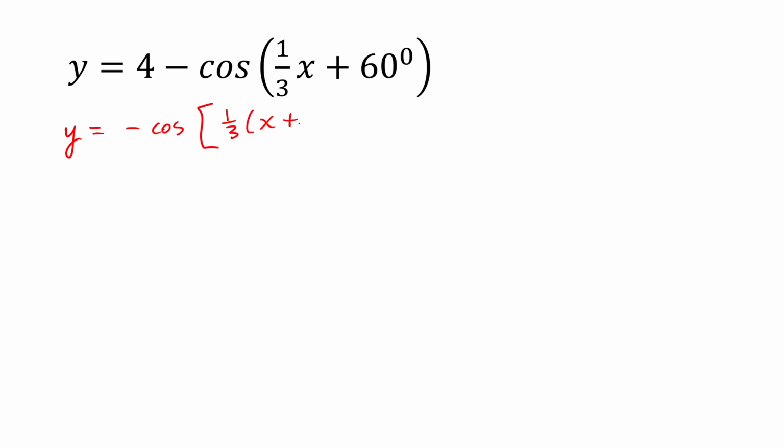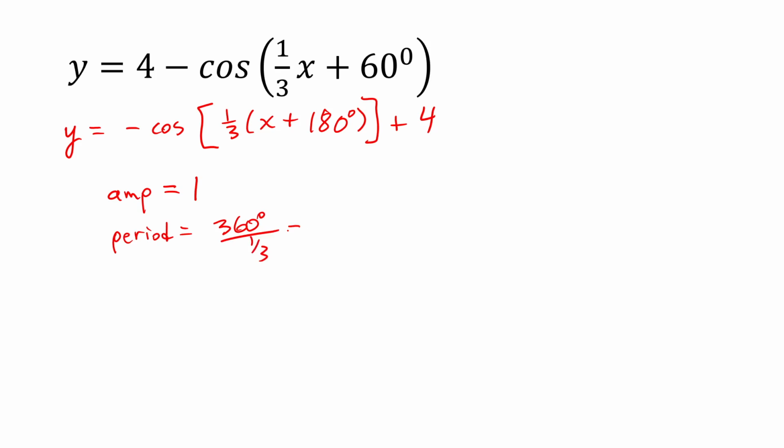So we're going to take that positive 4, and we're going to kick it to the far right. And we're also going to factor out the 1/3 in the input. So the amplitude is going to be equal to the absolute value of A. So the absolute value of -1 is 1. The period is going to be 360 degrees divided by the absolute value of K. So 360 degrees over 1/3 is 1080 degrees.